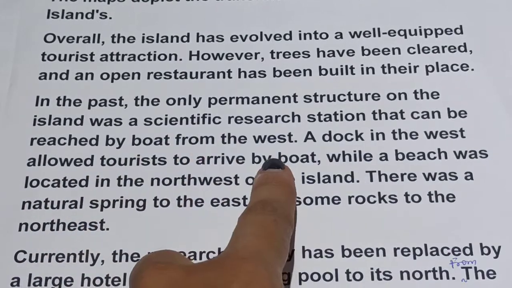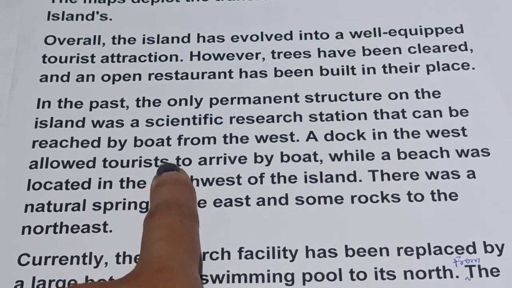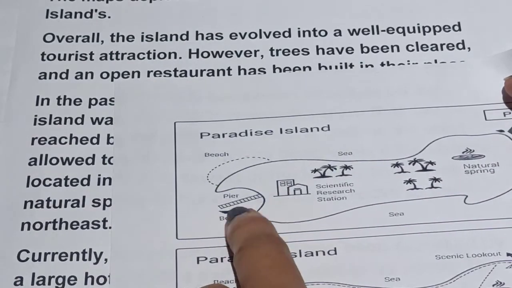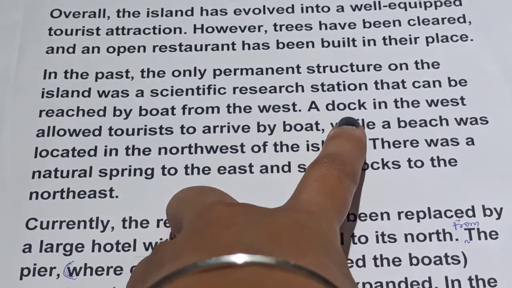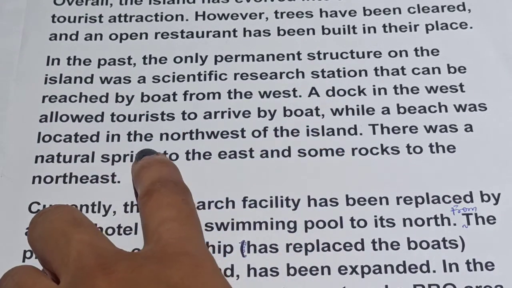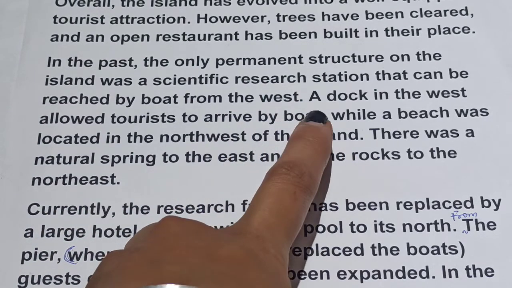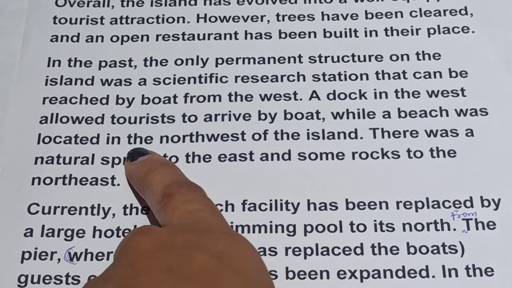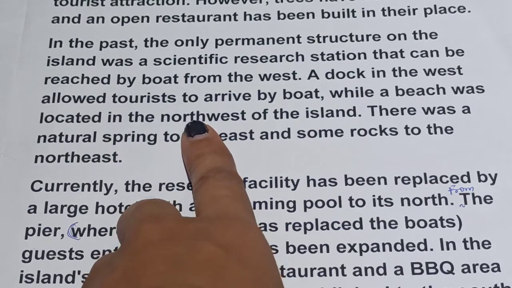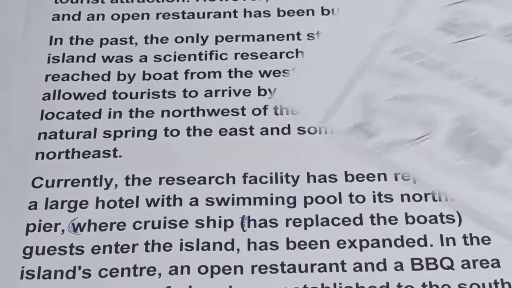In the past, the only permanent structure on the island was a scientific research station that could be reached by boat from the west. A dock in the west allowed tourists to arrive by boat, while a beach was located in the northwest of the island.